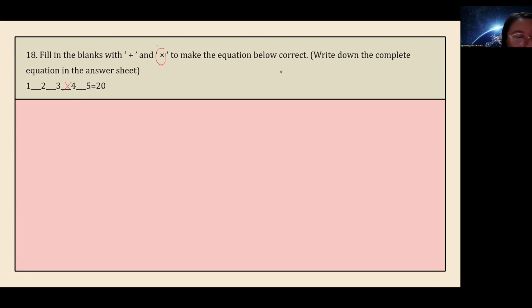Let's have 3 times 4. That's 12. Okay? So that's very much closer to 20 now. Okay. So let's balance out. If we multiply this one times 2, and then we add 1 times 2, 2 plus 3, it's 5.